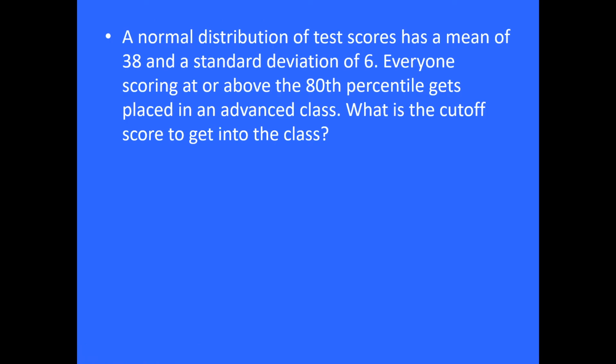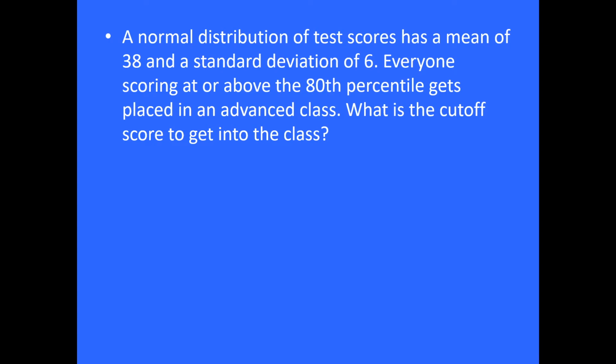A normal distribution of test scores has a mean of 38 and a standard deviation of 6. This is kind of an odd situation, but let's say this test has been designed and probably doesn't go up to 100. It's got a mean of 38, standard deviation of 6. What we want to find out is who is in the 80th percentile. Everyone scoring at or above the 80th percentile gets placed in an advanced class. So we want to find out who the smart kids are and put them in an advanced class. What is the cutoff score to get into the advanced class?